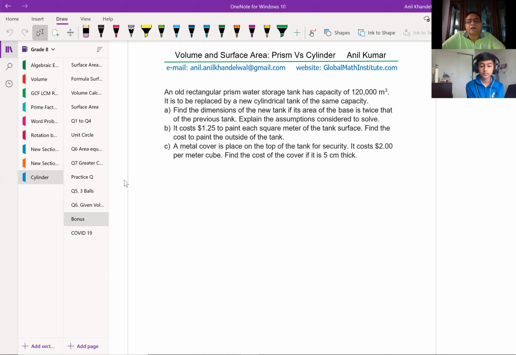C. A metal cover is placed on top of the tank for security. It costs $2 per meter cube. Find the cost of the cover if it is 5 centimeter thick, right? So it's kind of a difficult question at your level, but I hope with your knowledge, you should be in a position to answer this, okay? So tell me, what is going to be your approach to answer such a question?